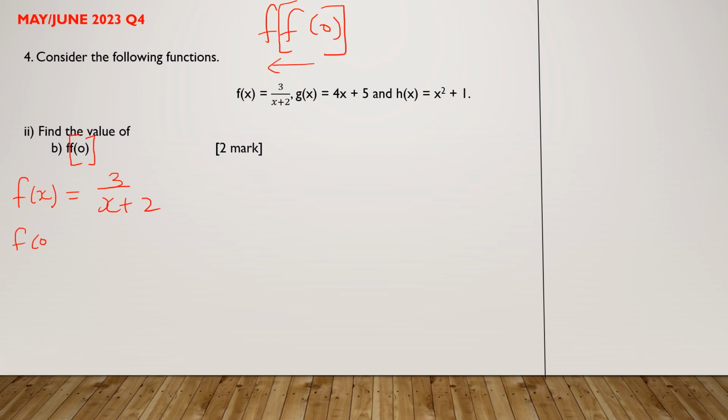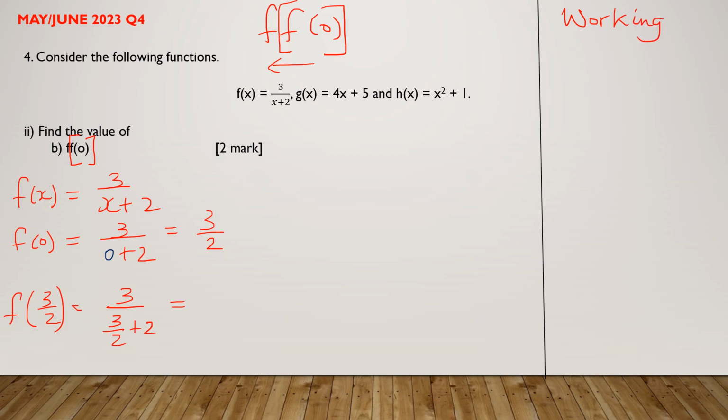So f of 0 is 3 over 0 plus 2. We're going to replace our x with 0. That is going to give us 3 over 2. So we have to use that answer and go again. So 3 over 2, we're going to get 3 over 2 plus 2. Let's do some working over here. So it is 3 over 2 plus 2, and that's going to be over 1.